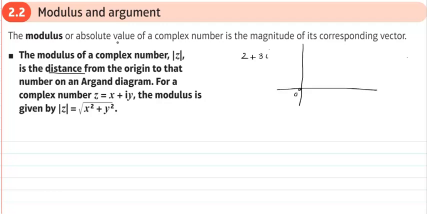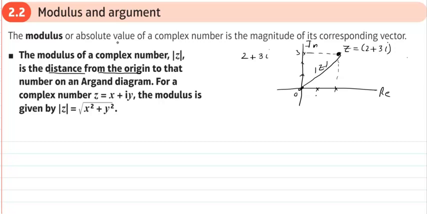You go 2 on the real part, and the imaginary part will be 3. So it should be 1 and 2 and 3. If you just draw this, this will be your complex number z, which is equal to 2 plus 3i. Now the distance from the origin to that number will be your modulus of z, the distance of point z from the origin O.